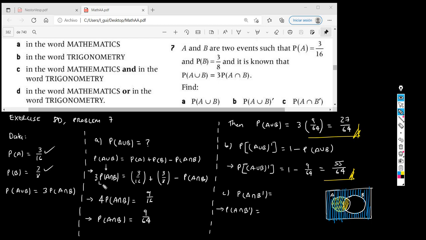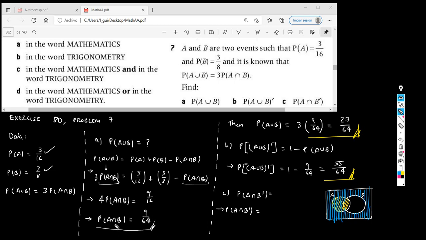We have the same number, which is this one, on both sides, and therefore we can solve it. We just add this to both sides in order to have this. We add these two numbers to get 9 over 16, and the rest is pure arithmetic. This is going to be equal to 9 over 64.